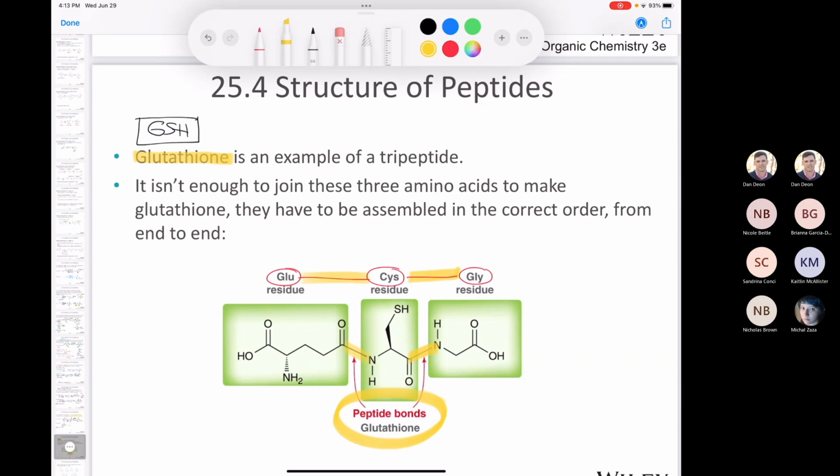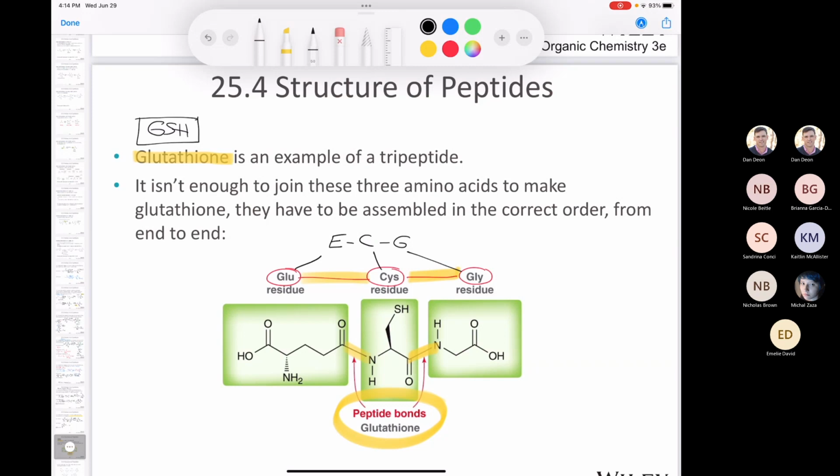Now, we have the glutamine, we have the cysteine, we have the glycine. These are the 3-letter abbreviations that are shown right here. You can also use the 1-letter abbreviations. Again, I don't expect you to memorize those. For this tripeptide, it would be E for glutamic acid. Then we have C for the cysteine, and then we have G for the glycine. So again, E, C, G. In this class, you're not expected to memorize them, but there they are.